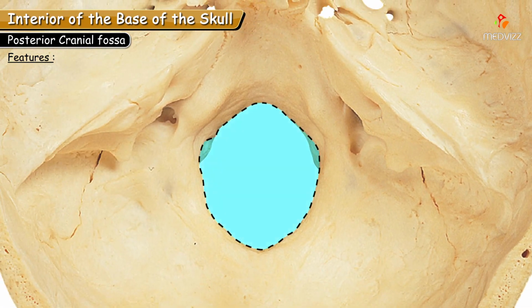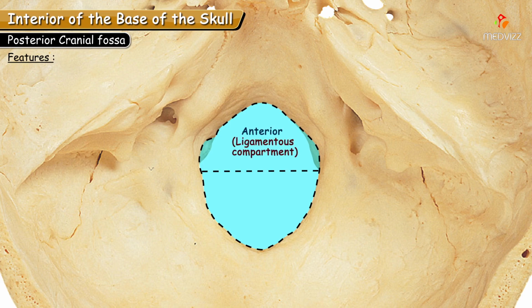Moving on to the large foramen which we see in the posterior part, the foramen magnum. For our better understanding, we can divide this foramen into 2 parts: the anterior ligamentous compartment, which is narrow, and the posterior broader neurovascular compartment. The ligamentous compartment transmits ligaments and the neurovascular compartment is for nervous tissue and blood vessels. This is just to remember the structures passing through.